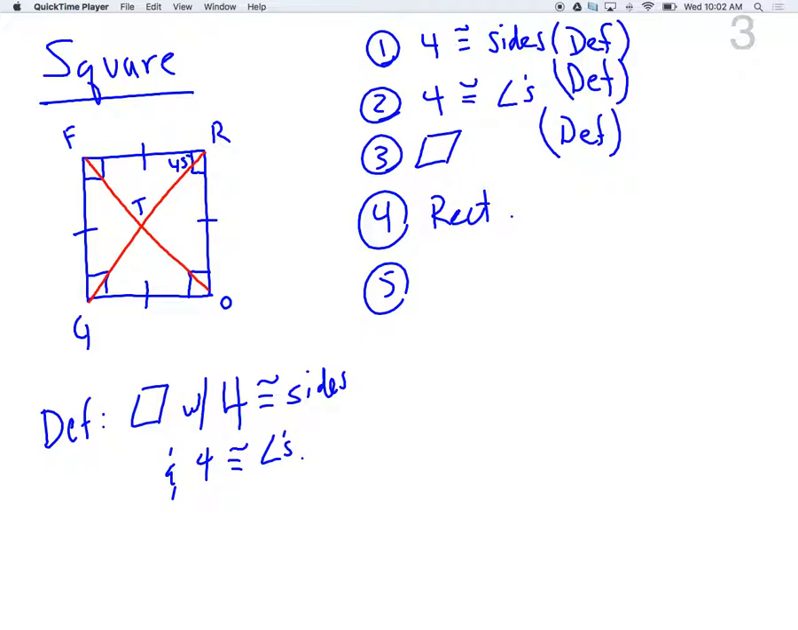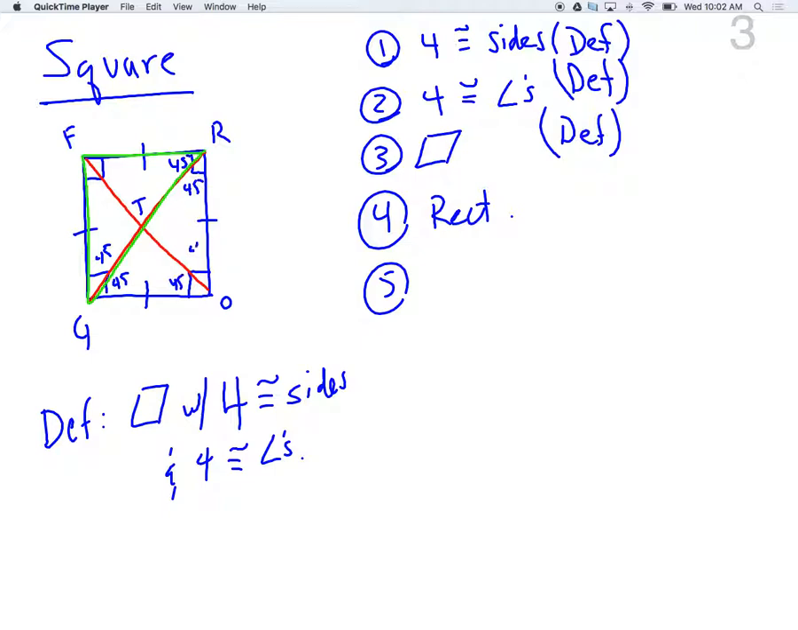Huh? I'll give you a hint. What kind of triangle is that? Isosceles, and the vertex angle is 90. 180 minus 90 is 90, divided by 2 makes each of those angles 45. And you can repeat that process with the other triangle and you realize that all of these are 45.